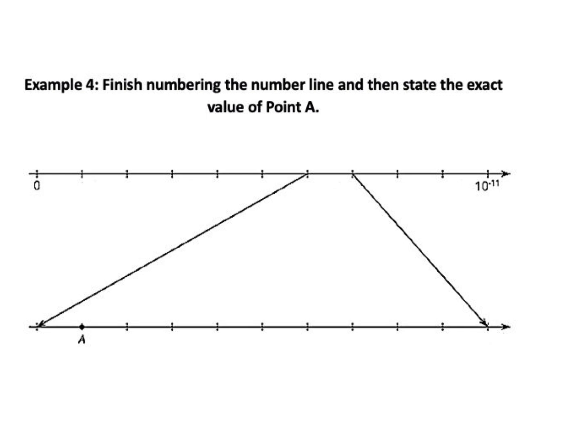All right, so we have example number 4. It says finish numbering the number line and then state the exact value for point A. So again, notice how we have negative exponents. So instead of doing negative 10, we have to do a number that's smaller because it's negative. All of these are going to be negative 12. So let's go ahead and plot the points.